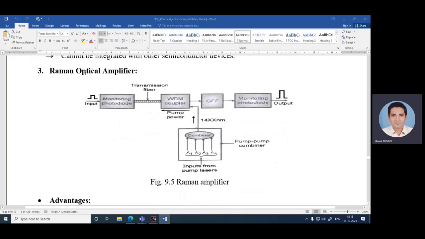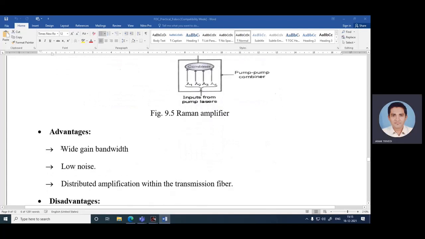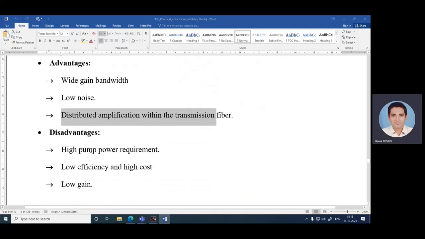Third, Raman optical amplifier. Figure 9.5 indicates Raman amplifier with input and output with the transmission fiber, monitoring photodiode, WDM coupler, GFF, monitoring photodiode, and input from the pump laser. Advantage: wide gain bandwidth, low noise, distributed amplifier within the transmission fiber. Disadvantage: high pump power requirement, low efficiency and high cost, and low gain.